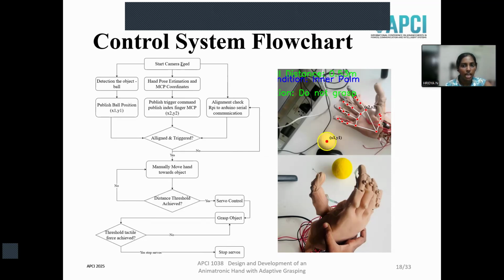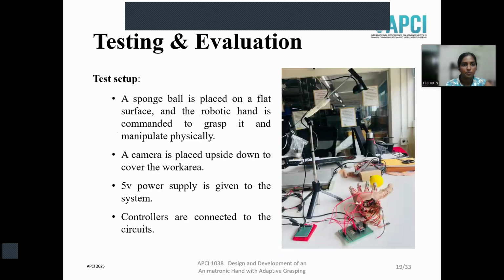After that, if the FSR sensor comes in contact with the object, there should be a threshold for the tactile force also. If this threshold is also achieved, it will stop the servos without deforming the object. If no, it will actuate and check whether the object is getting deformed or not.